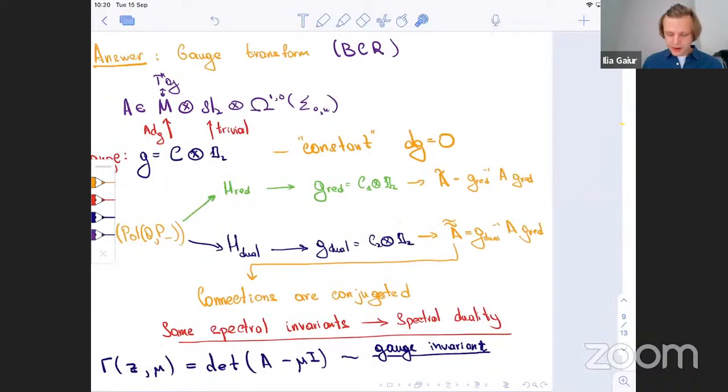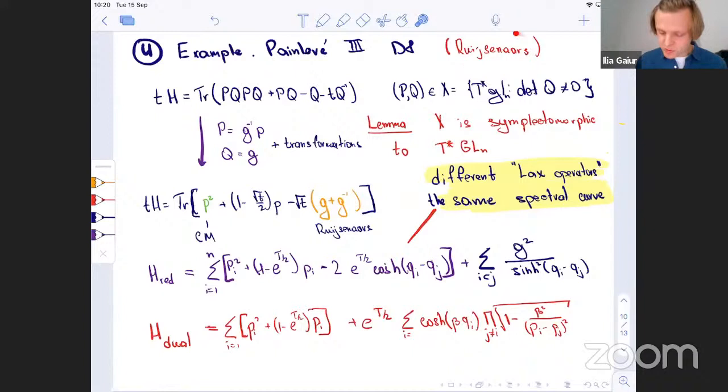Finally, I want to give you an example, probably our most fresh example, which uses the Ruijsenaars systems. Here it is the Painlevé equation of type D8. So the Hamiltonian is written in the following form, you can see that we have the inverse of the Q matrix. So the natural space for this Hamiltonian is just a space such that the determinant of Q is not zero. And occasionally this space is just symplectomorphic to T*GL_N. And using this transformation, which gives us this symplectomorphism plus some transformations, we send this Hamiltonian to the following one.